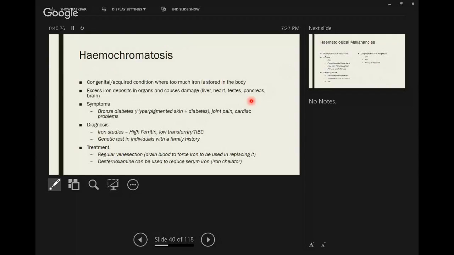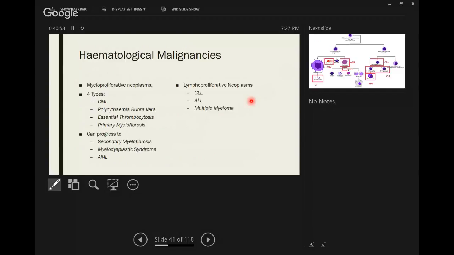The diagnosis, so iron studies, you get a high ferritin and a low transferrin and total iron binding capacity. And you can also do a genetic test in individuals with a family history because it can be congenital as well as acquired. So treatment, if it's not due to thalassaemia, you do regular venesection, so drain blood. If it is, or if venesection is inadequate, you can use iron chelators. So like I said before, desferrioxamine. I think I'm saying that right. I don't know.